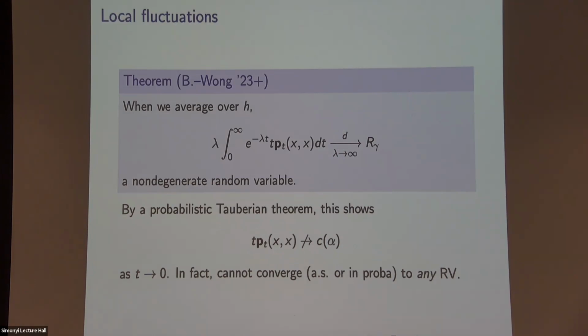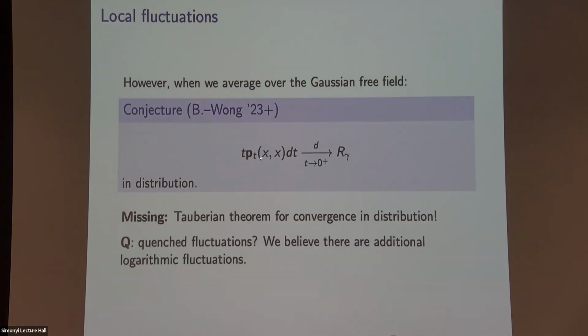In fact, this cannot converge almost surely or in probability to any random variable. So here, let me emphasize, I'm actually averaging over the randomness of the Gaussian free field. What this suggests, but we cannot prove it because we're missing this Tauberian theorem for convergence in distribution, and if anybody knows, I'm interested to hear about it, is that t times pt converges in distribution to a certain non-trivial random variable when you average over the randomness of the Gaussian free field.